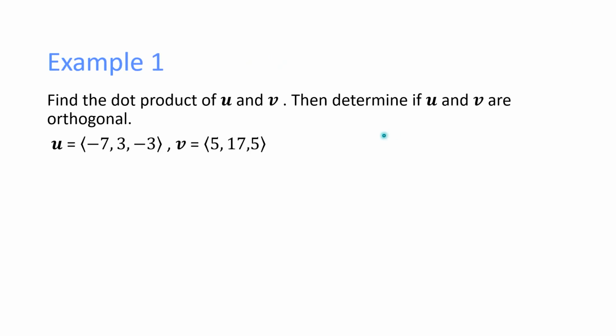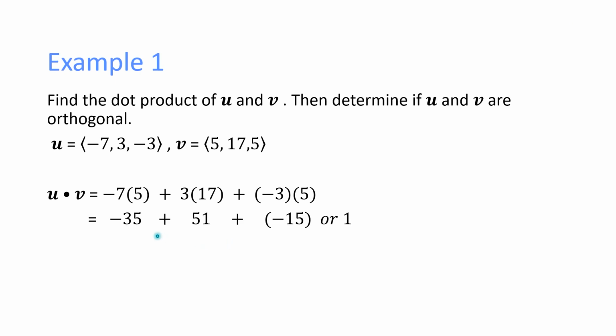Example 1. Find the dot product of U and V, then determine if U and V are orthogonal. U equals -7, 3, -3. V equals 5, 17, 5. We will work out the dot product by multiplying -7 by 5, and 3 times 17 plus -3 and 5, and then we'll add the answers together. This gives us -35 plus 51 and -15, and if you simplify this together, that's the same as 1. Since U dot V does not equal 0, we can say U and V are not orthogonal.